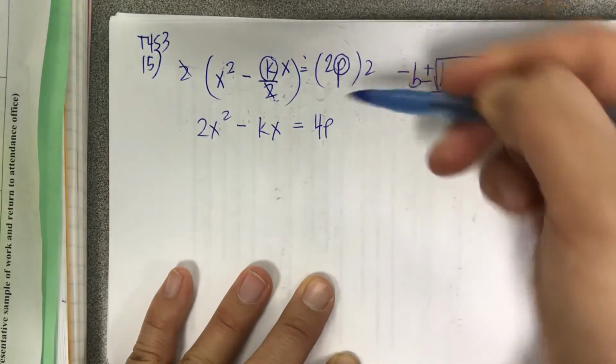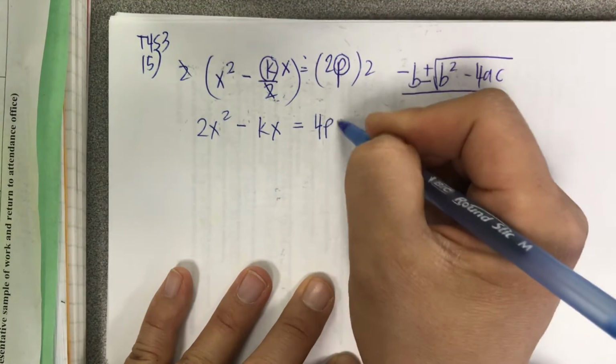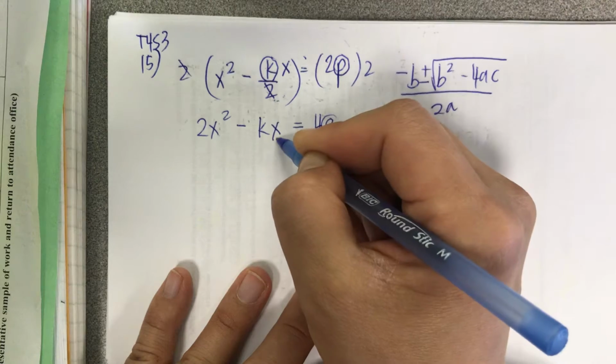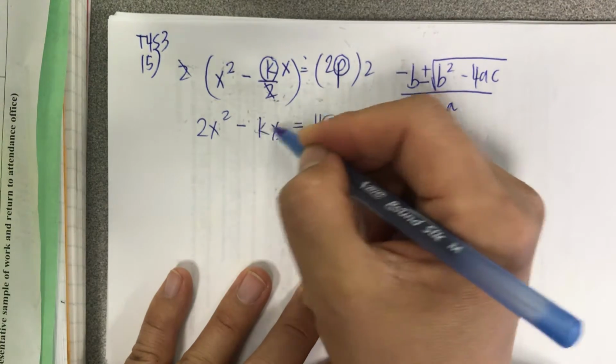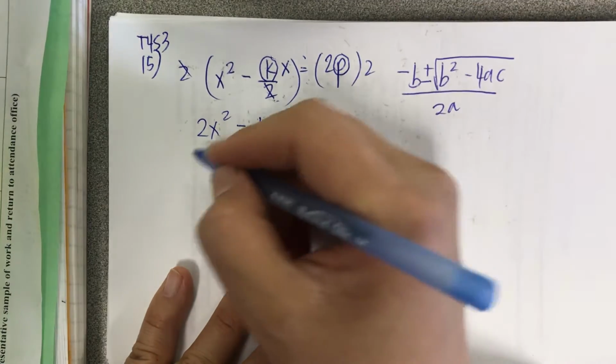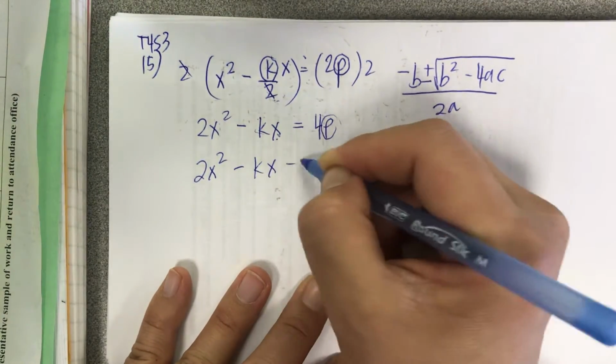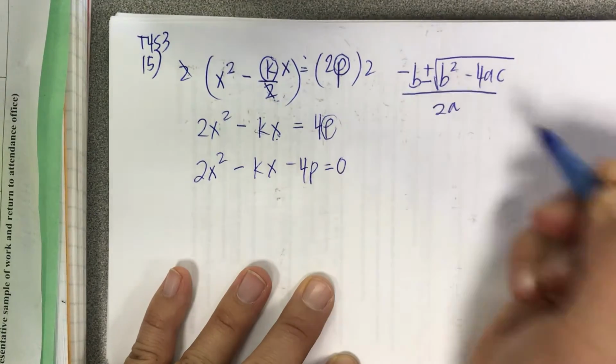I'm going to move that 4p over, okay? And remember that p is like a number. It's a number. It's not the same thing as the x. And k is a number. It's not the same thing as a y or an x right here. So I'm going to move that over so we have one line. And so now I have this.